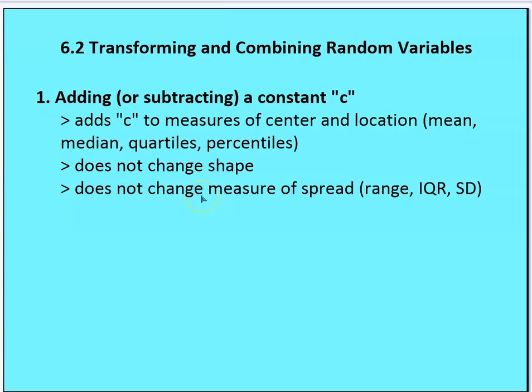All right, when we have a linear transformation with random variables and we add a constant, what we're going to do is add that to the measures of center and location. So mean, median, quartiles, and percentiles will all change in value. That addition of the constant c does not change the shape, and it does not change the measures of spread: the range, the interquartile range, or the standard deviation.